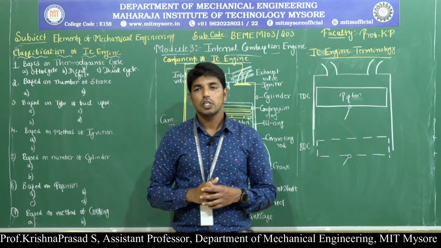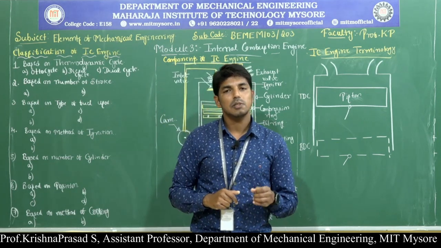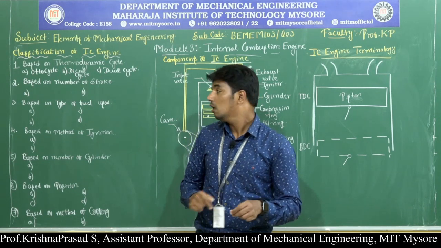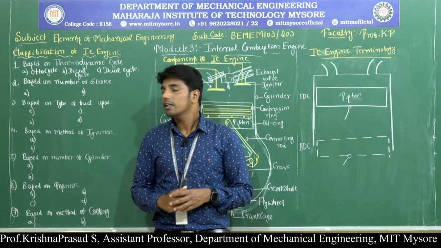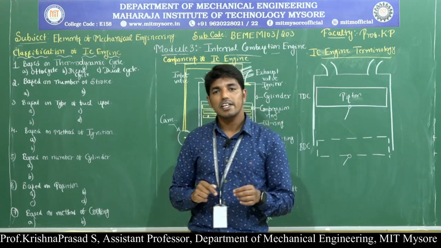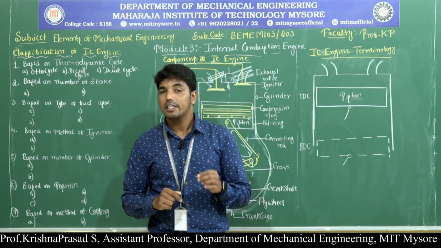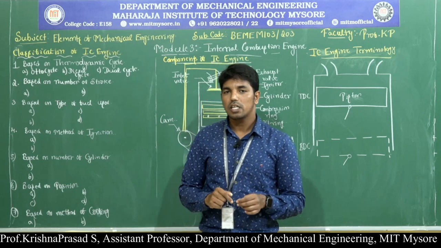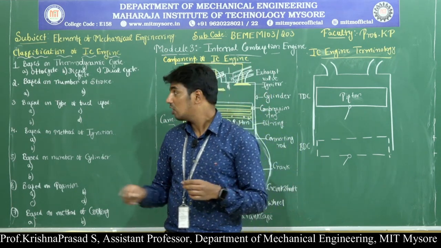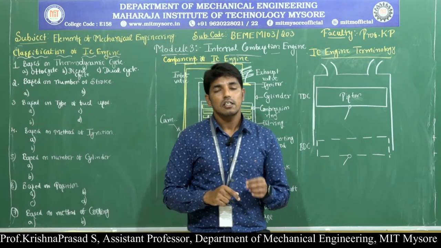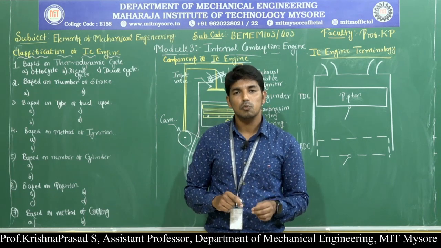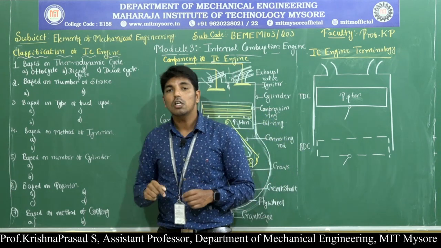In the case of the dual cycle, combustion of the fuel takes place inside the engine cylinder both at constant pressure and constant volume, then it is called the dual cycle. Okay, so I repeat, what is meant by the Otto cycle? Here the combustion of the fuel takes place inside the engine cylinder at constant volume, then it is called the Otto cycle. If the combustion takes place at constant pressure, then it is called the diesel cycle. And if the combustion takes place both at constant volume and constant pressure, then it is called the dual cycle.